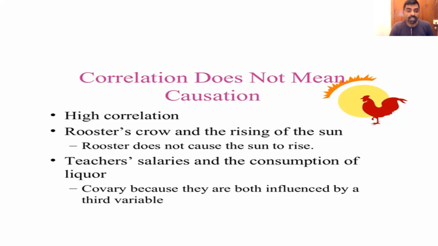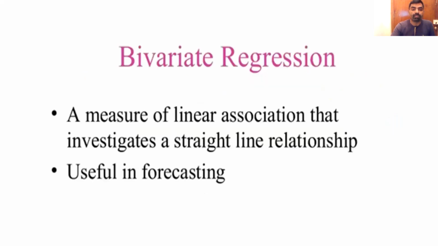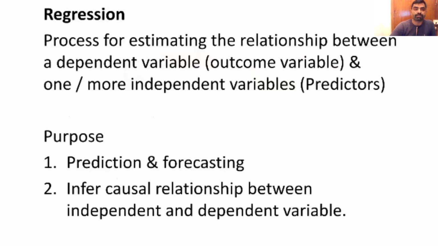Then the third example is teachers' salaries and the consumption of liquor, which co-vary because they are both influenced by a third variable. The bivariate regression is a measure of linear association that investigates a straight-line relationship, and it is useful in forecasting. For example, marketing forecasting, sales forecasting, HR forecasting, economic forecasting. With the help of two variables, we can predict the future.